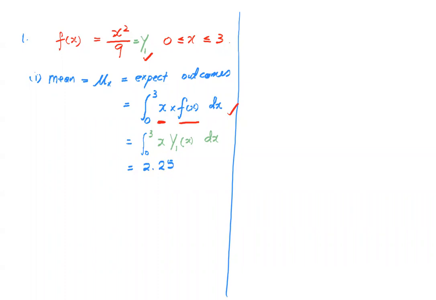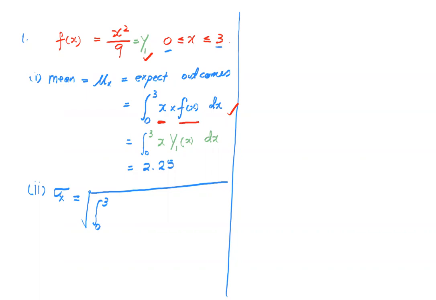Then we know that we also have to find the standard deviation, correct? So the standard deviation formula will be square root of integrate 0 to 3. That is the variable. The x, you just type in the x.